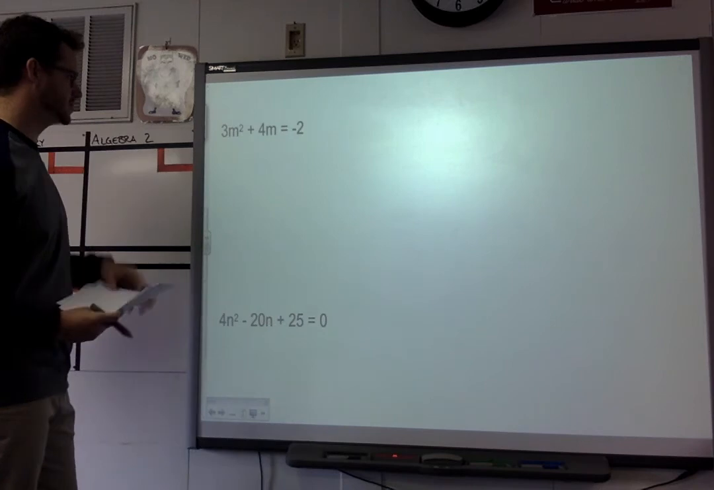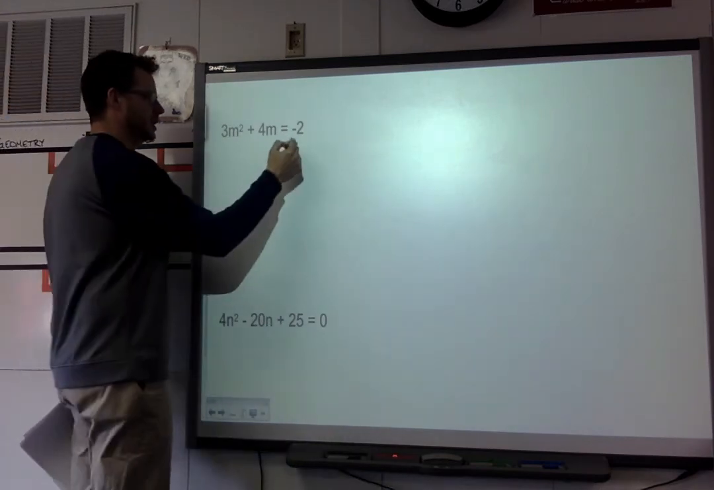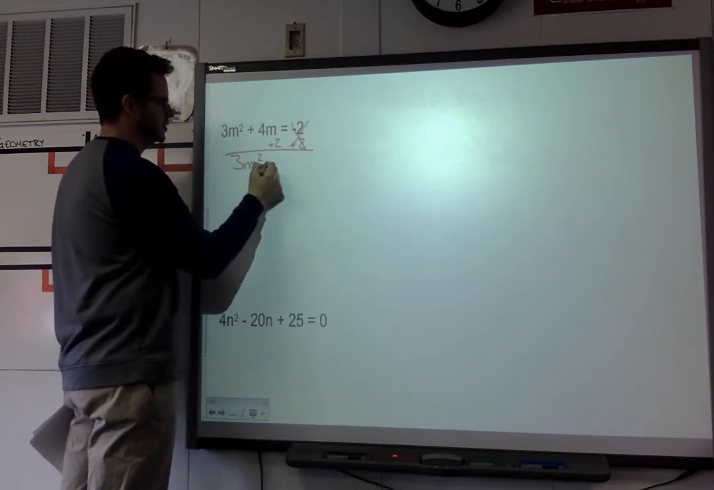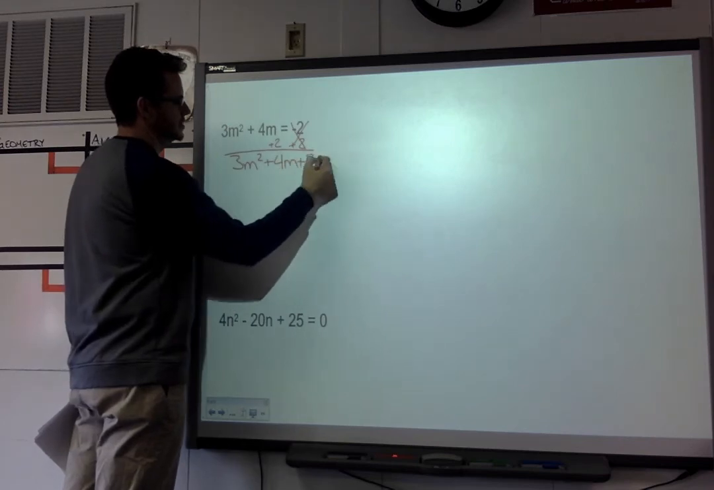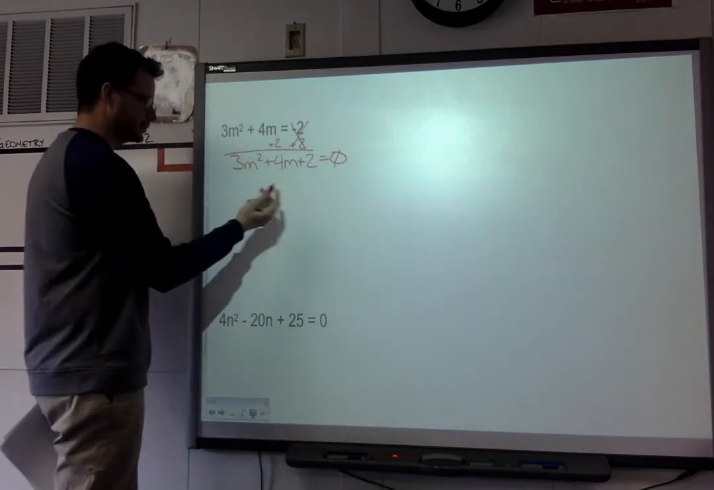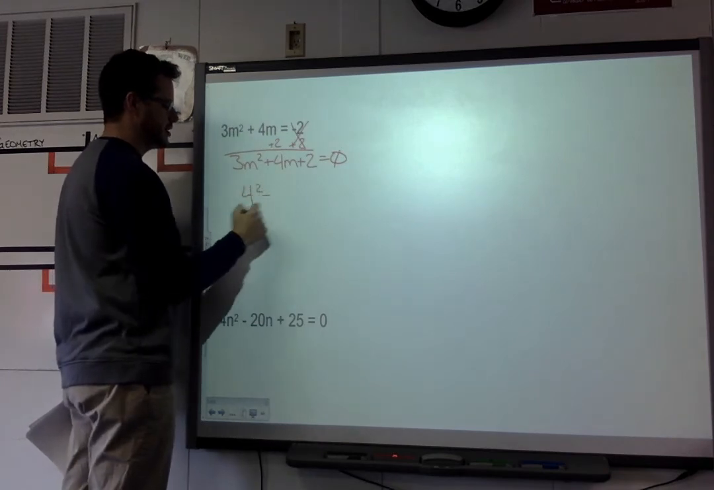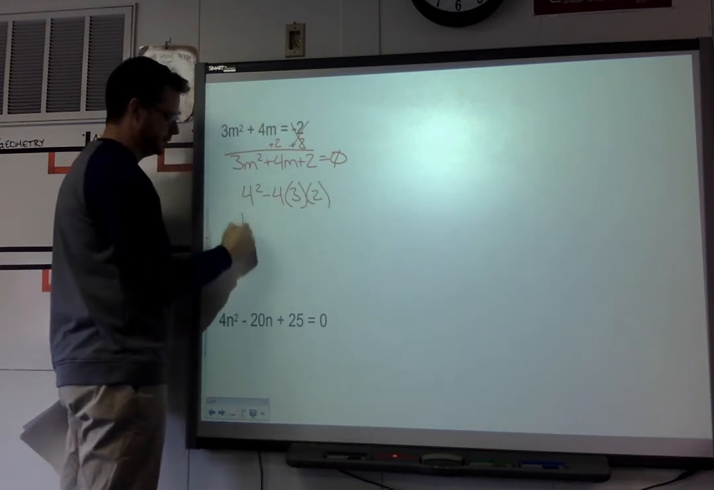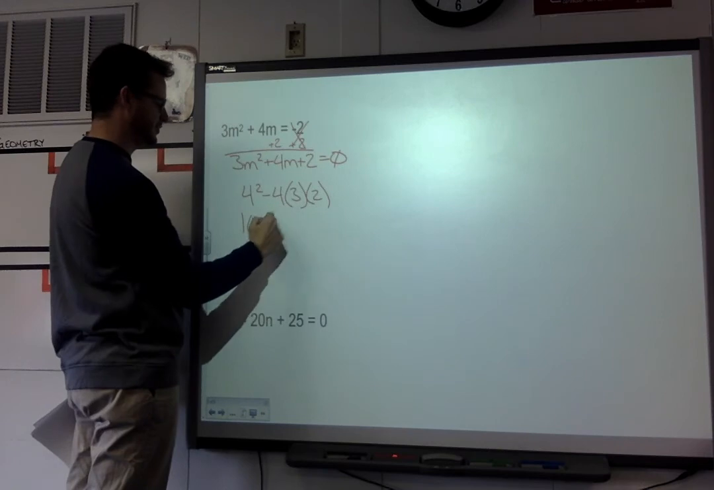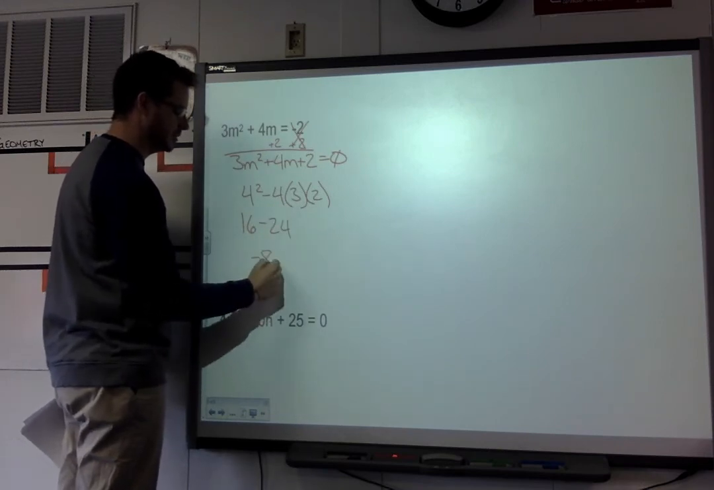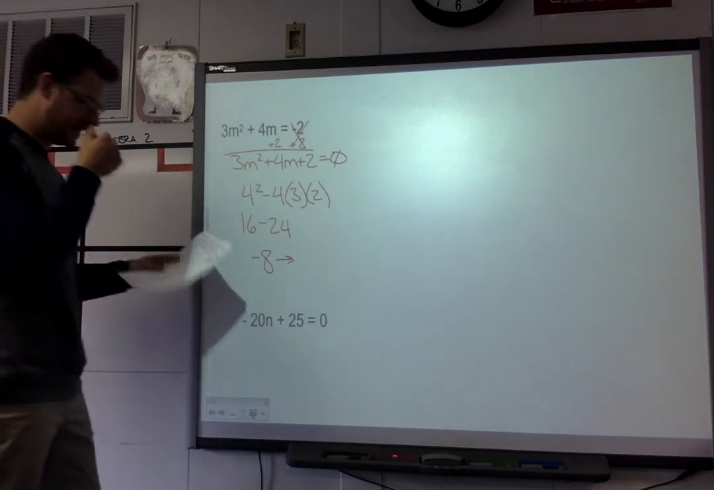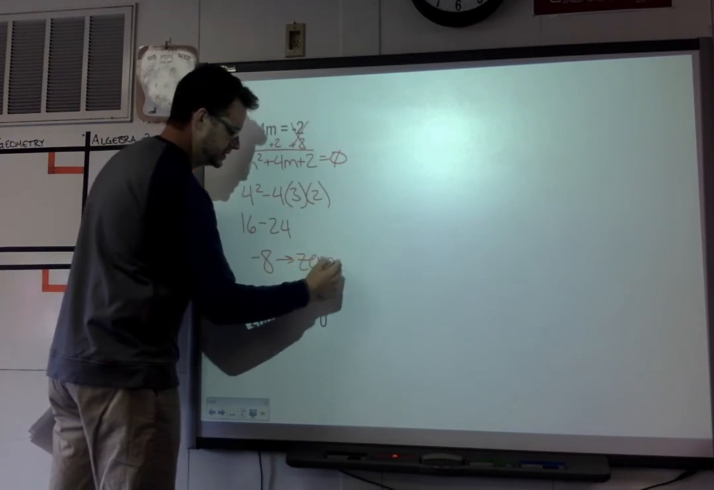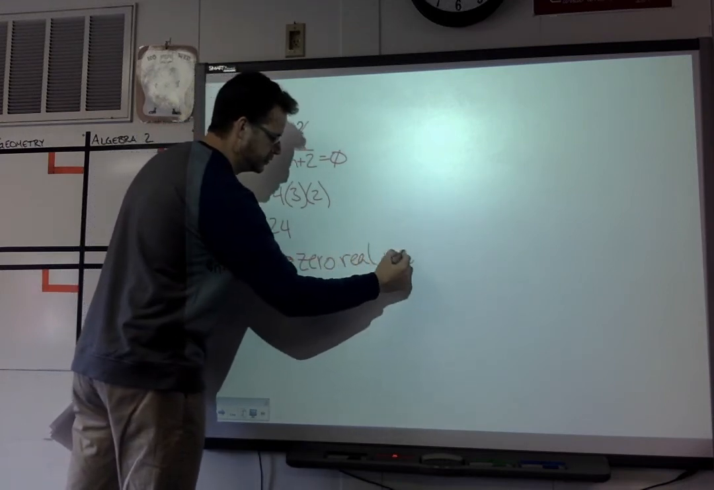Now this one, 3m squared plus 4m equals negative 2. Again, you always want to have it set equal to 0. So 3m squared plus 4m plus 2 equals 0. So our discriminant would be 4 squared minus 4 times 3 times 2, which would be 16 minus 12 times 2 is 24. So our discriminant would be negative 8. Since we have a negative discriminant, that means that there will be 0 real roots.